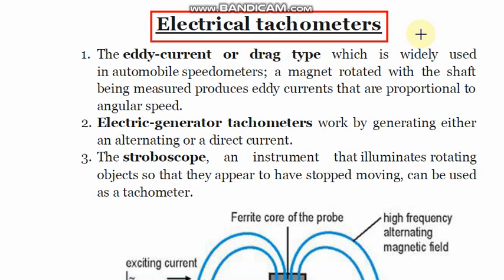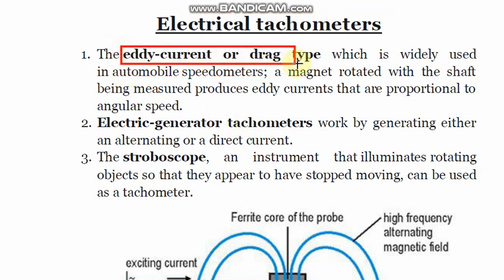So what is the electrical technology? It means that the angular velocity is measured in the form of electrical current or voltage, and this analog voltage can be used for displaying on a scale, or it can be used for a digital display also. So let us start with the first one, that is eddy current or drag type.